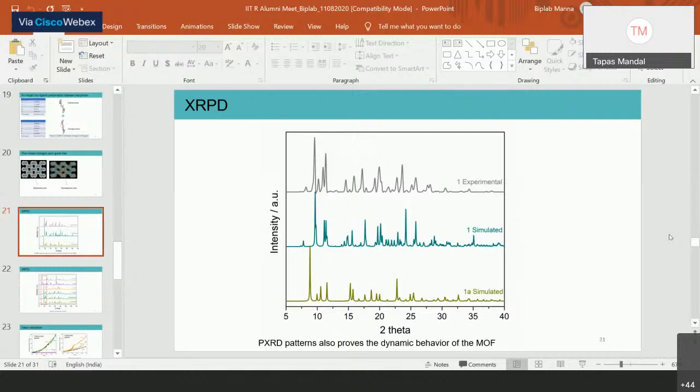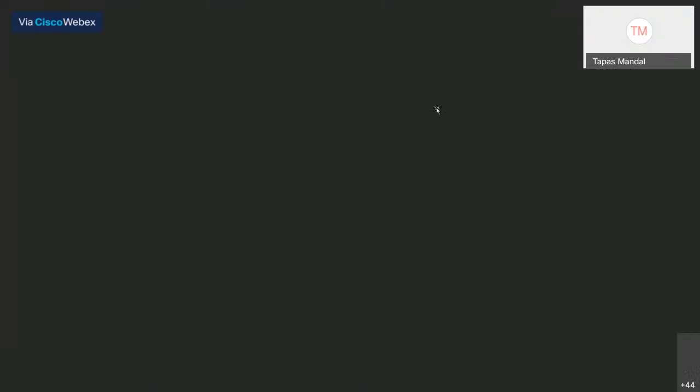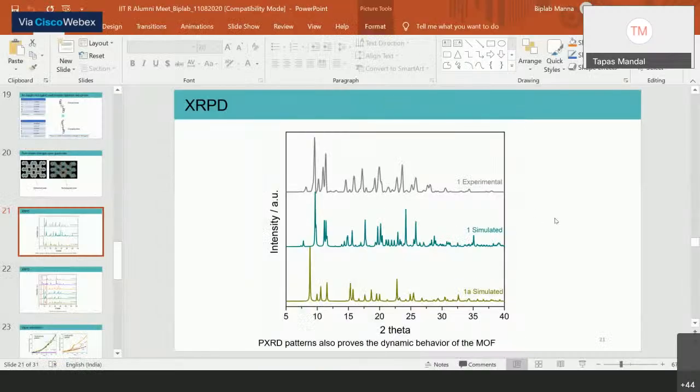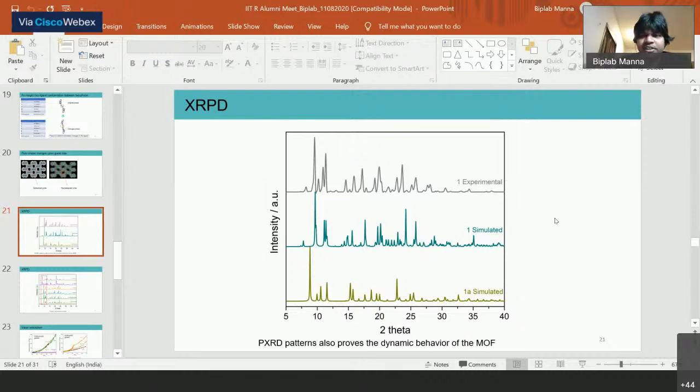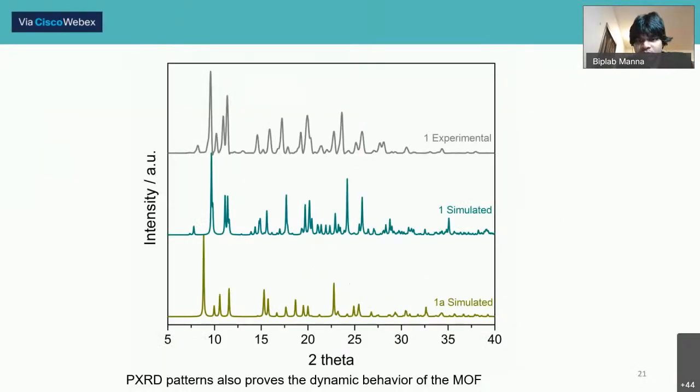So the thing is that when you carry out the experiment with the powder sample or single crystals, you have a single crystal structure, after you remove the guest molecules or the solvent, and before there is a crystal structure. Now when you make the powder, it is the powder of which one? Yeah, good question. So can you see slide 21? Yes. Okay, I will explain. Yeah. So you see the top and bottom part of the pattern, that is 1A simulated, right?